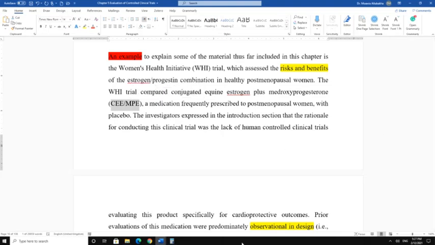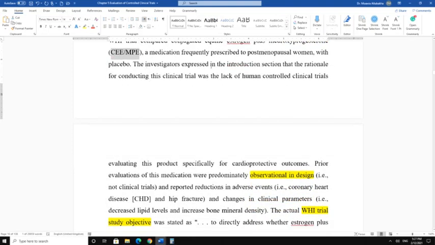Now I'm just telling you about the trial in general. Look at what they wrote in the introduction. The investigators expressed in the introduction section that the rationale for conducting this clinical trial was the lack of human controlled clinical trials. That means there was no controlled clinical trial before this. This is a new thing. And you know that the controlled clinical trial is the best evidence to answer what? To answer whether the drug has an effect or not and how much this effect is. Pay attention, the best or the only clinical study that can answer the question whether the drug has an effect and how much this effect is is the controlled clinical trial.